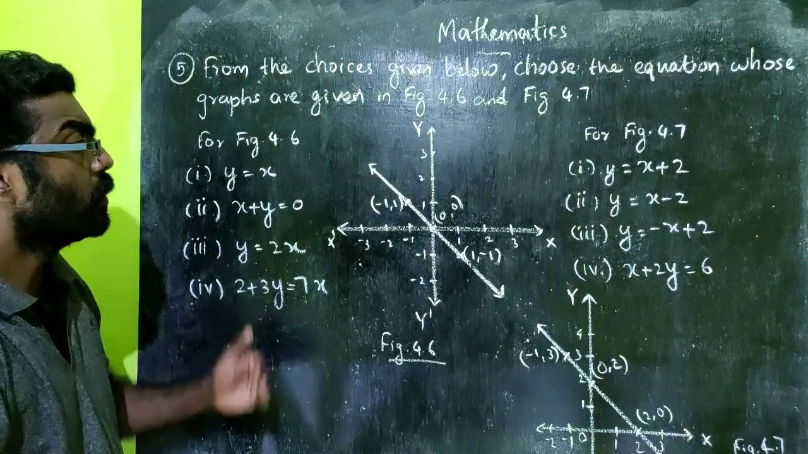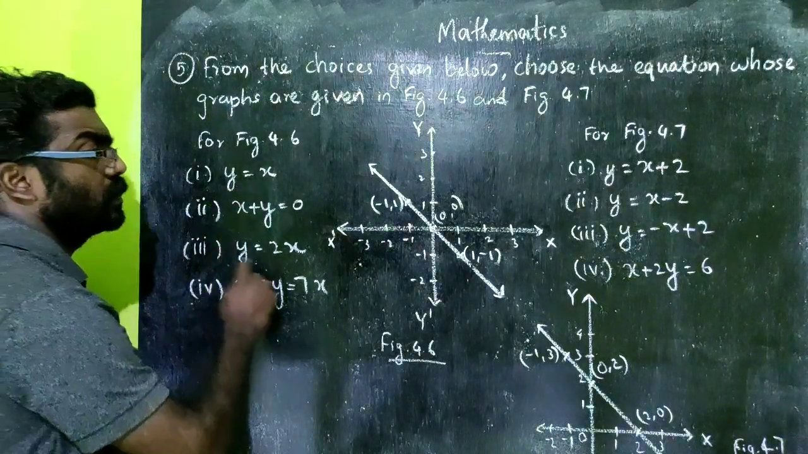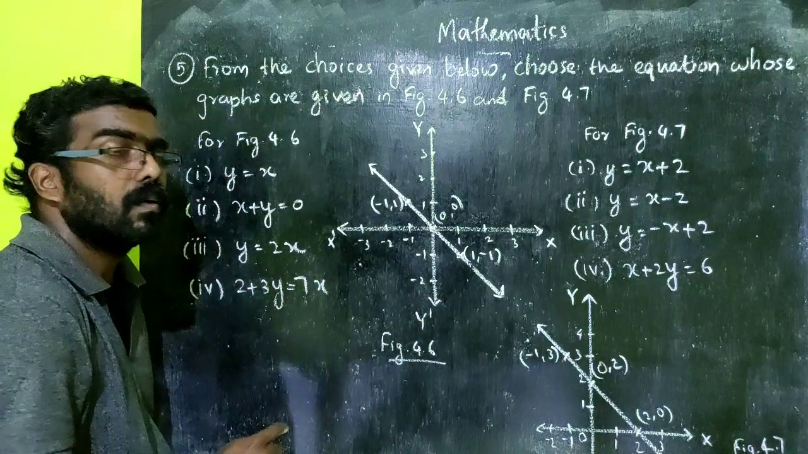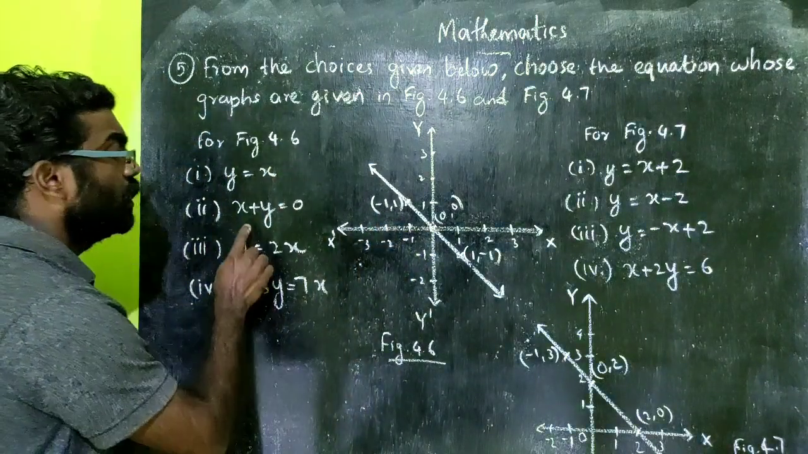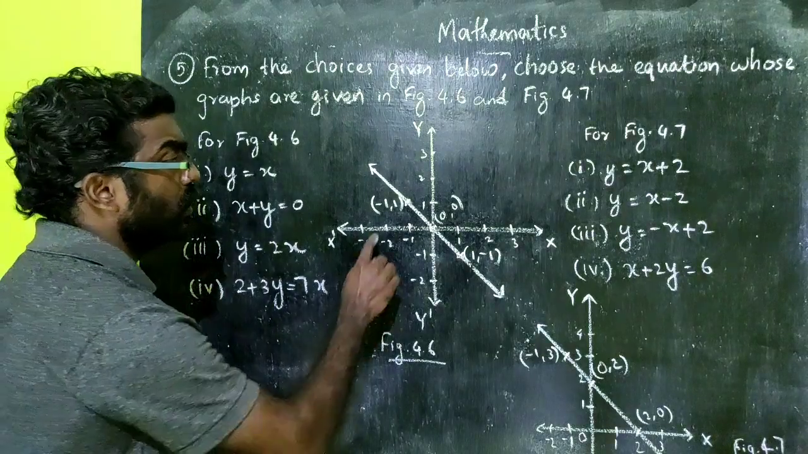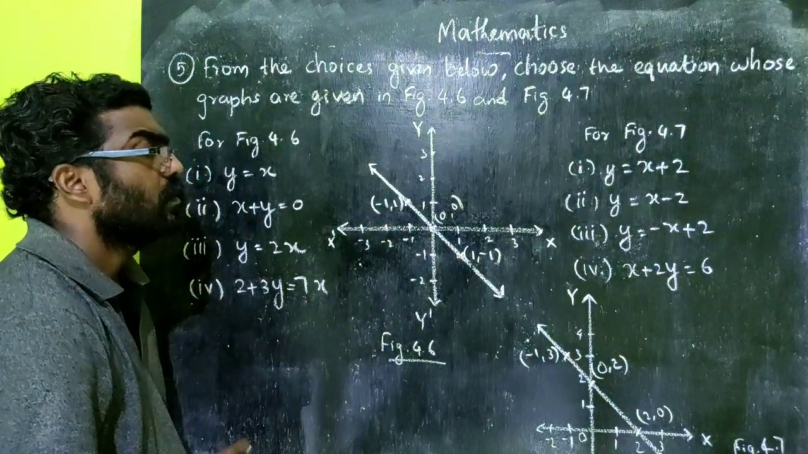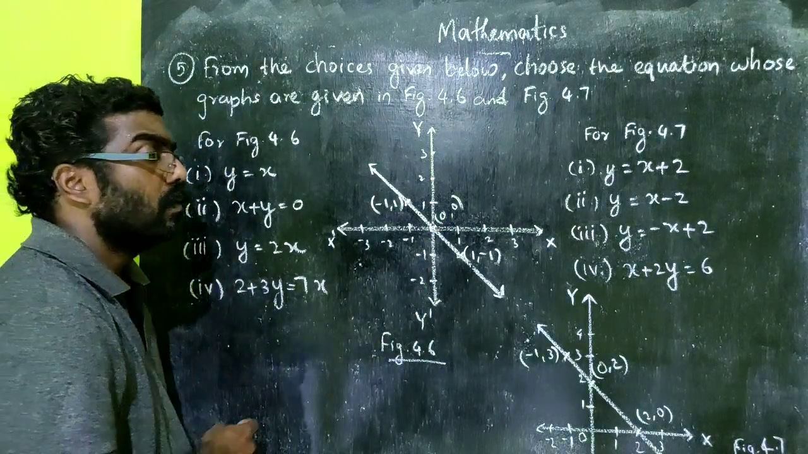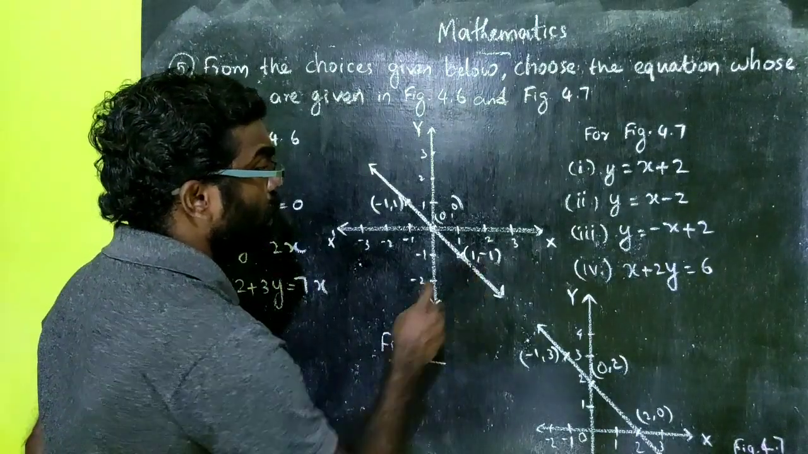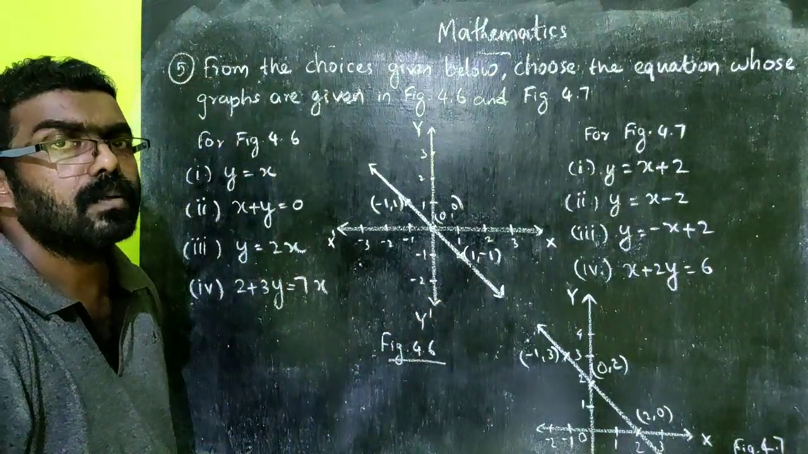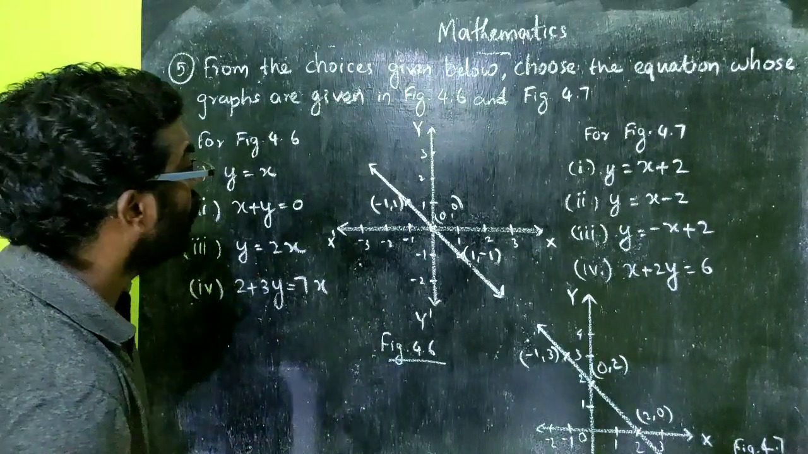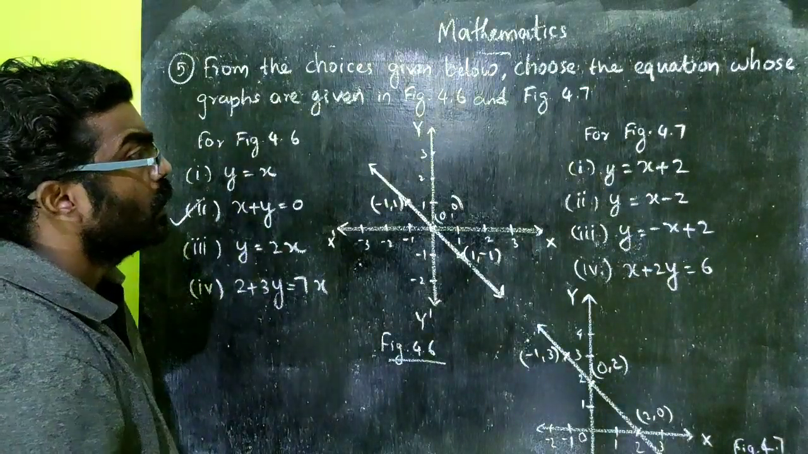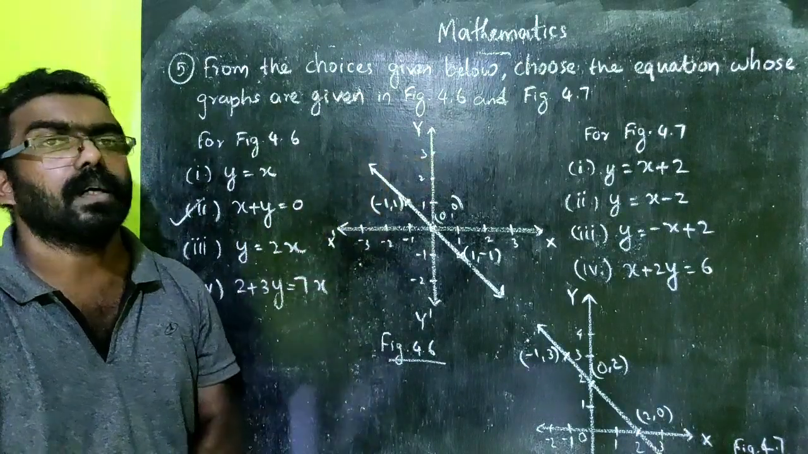Okay, we can do it by inspection. Y equals x: while writing coordinates we write the x value first, y value second. Here both are unequal, so leave it. Then the second option, x plus y equals 0. We can check: minus 1 plus 1 is 0, 0 plus 0 is also 0, then the next point (1, minus 1), 1 plus minus 1 is also 0. So by inspection we can clearly identify that the second option is true. X plus y equals 0 is the corresponding equation for this graph.